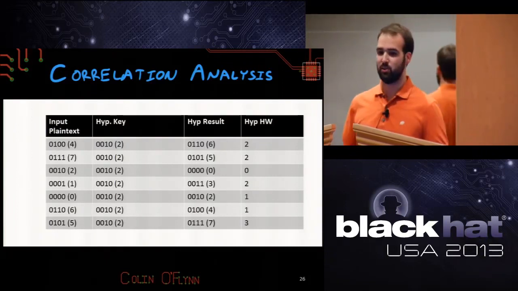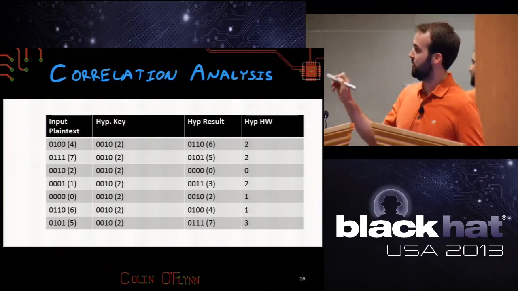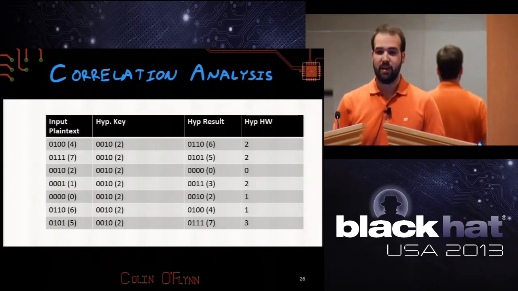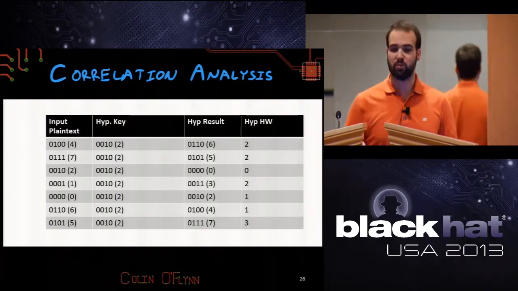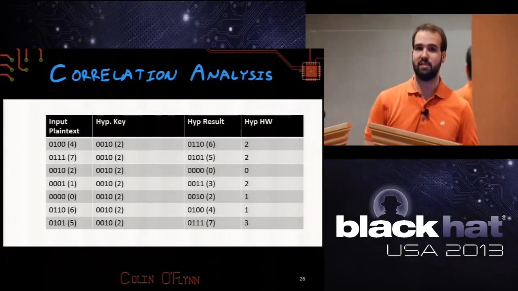That hypothetical result would have a hypothetical Hamming weight of 2. And I'm going to do that for each of the input plaintexts that I know I put into the system. And now all I have to do is correlate between the hypothetical Hamming weight here and what I actually measured, the power of the system.